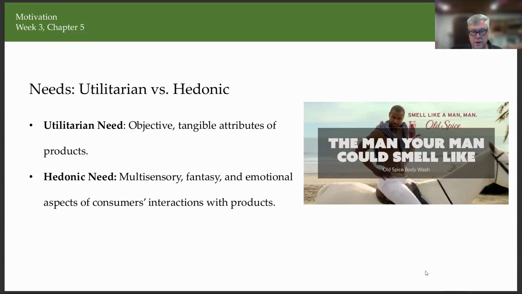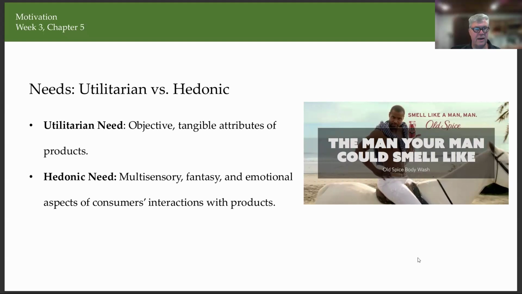Utilitarian need: objective, tangible attributes of products. Hedonic need: multisensory, fantasy, and emotional aspects of consumers' interaction with products. Hedonic needs are most associated with products and services and items that, for lack of a better term, provide the consumer with pleasure. Multisensory, fantasy: you imagine what things could be like if you got this product or service. Emotional aspects are heavy in the hedonic. Utilitarian is much more objective, tangible.